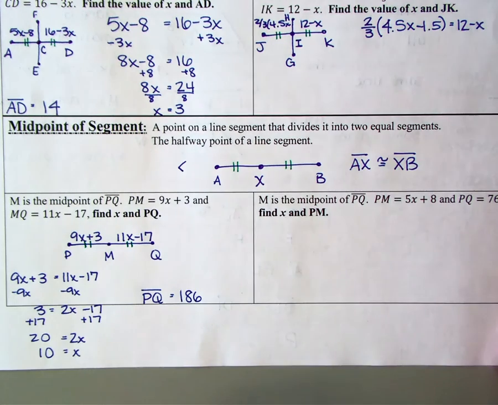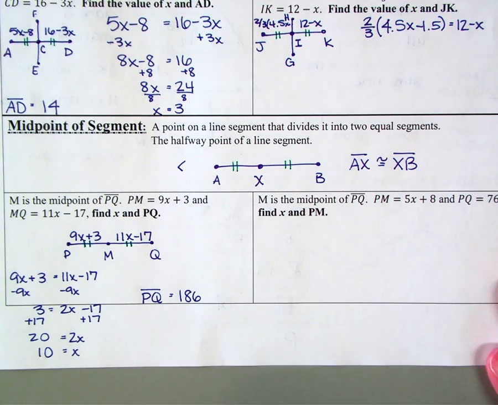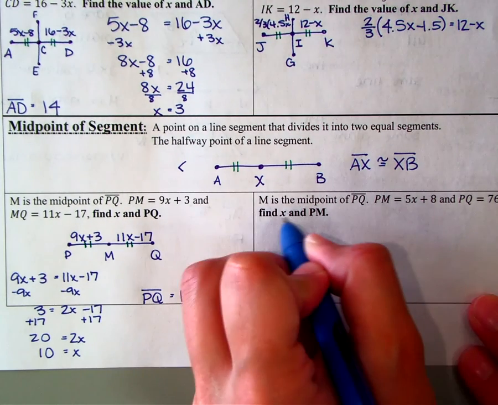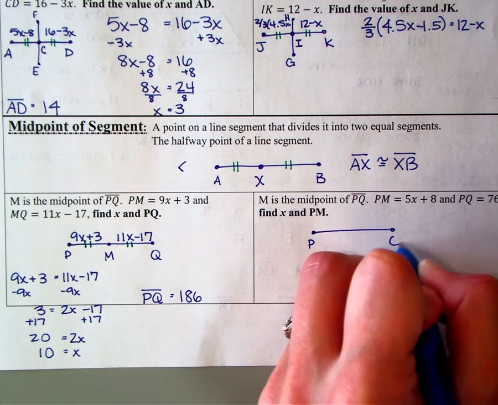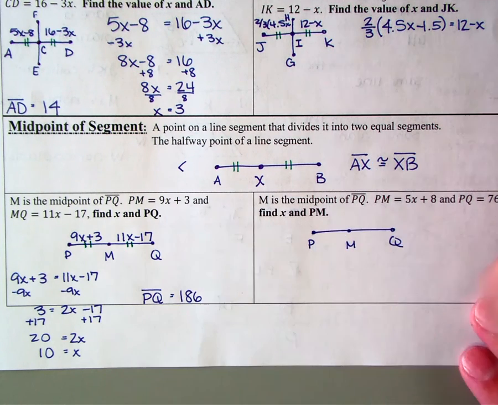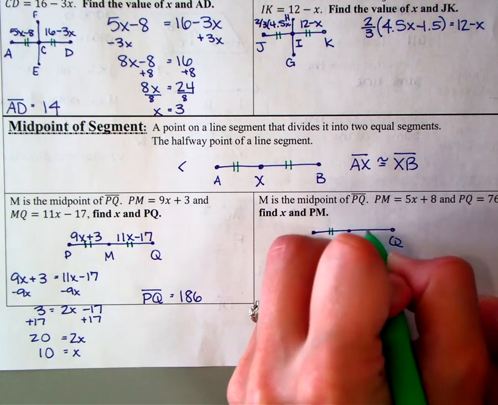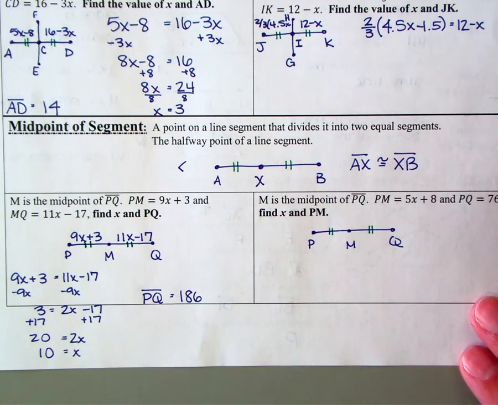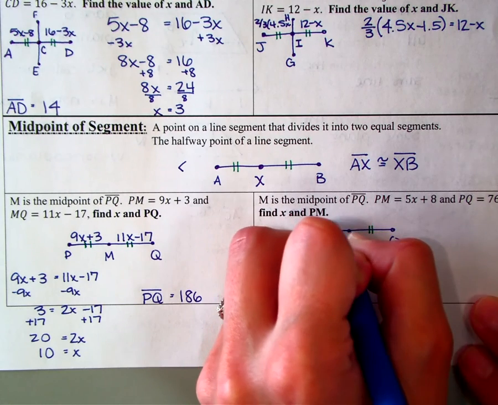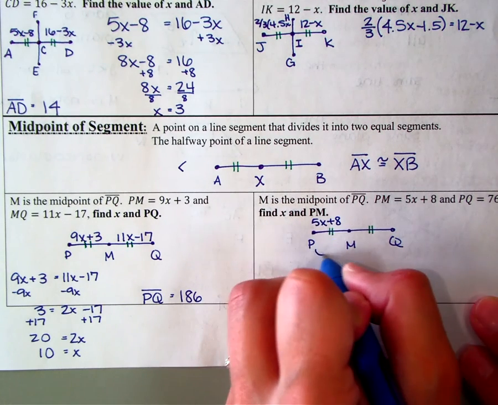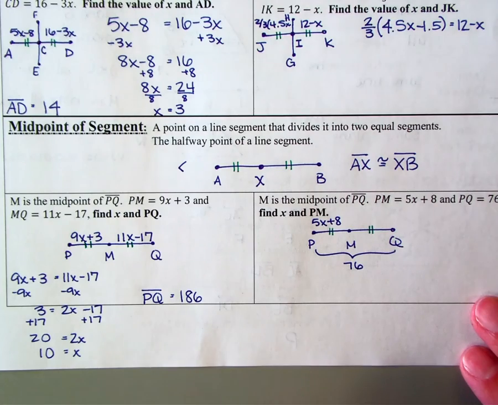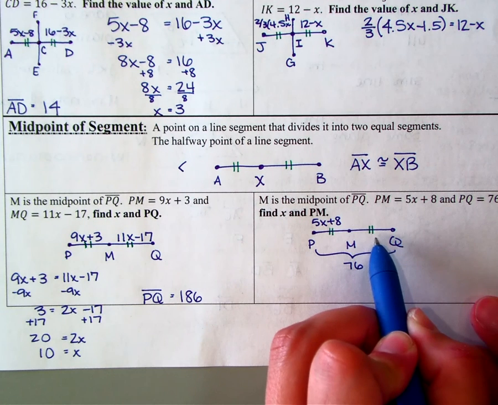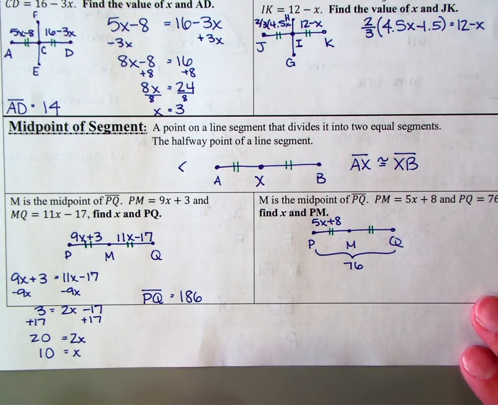So we'll go ahead and set up everything on the next one, and I'll leave you to solve it. M is the midpoint of PQ, so it'll be a really similar picture. Since it's the midpoint, you want to make sure that you show that they are equal. It's easy to forget that part. PM is 5x plus 8, and PQ is 76. So now we don't know the other side. It doesn't tell us the other side.